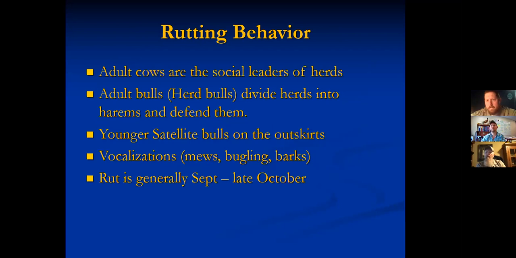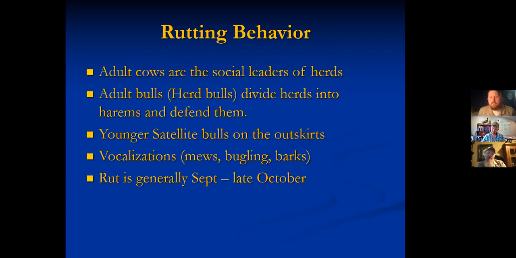So I talked a little bit about rutting behavior. We'll go more in depth in that. Like I said, the adult cows are really the social leaders of the herds you're going to see. Even though the bulls will chase them around and try to make them go in a certain spot, he'll be a little successful in that, but it's usually an old adult cow that kind of rules the roost.